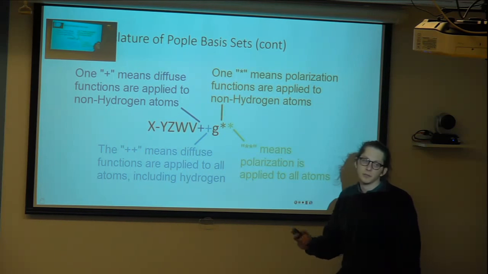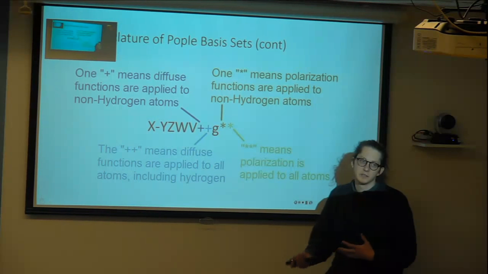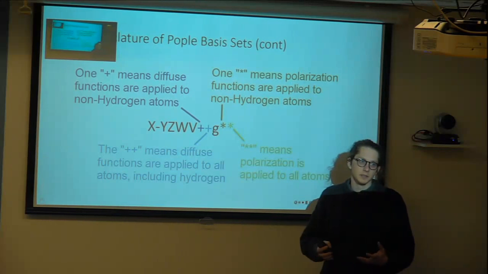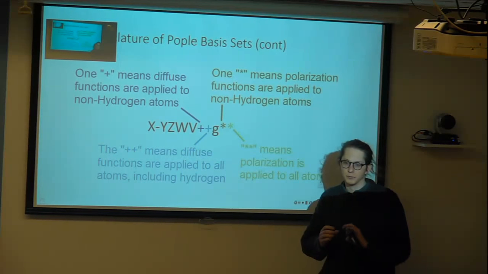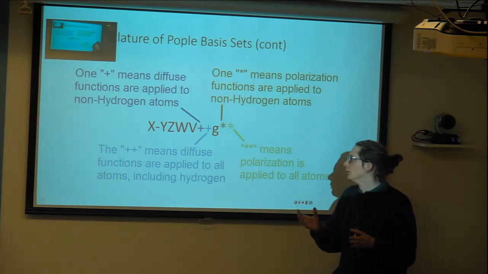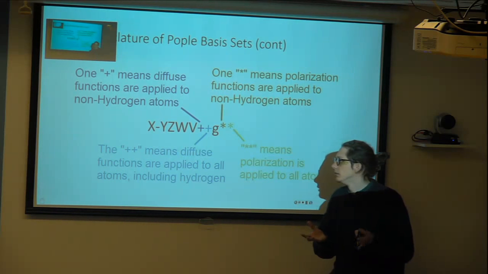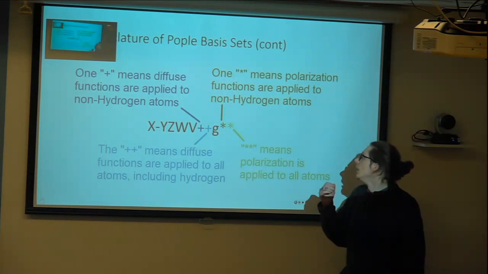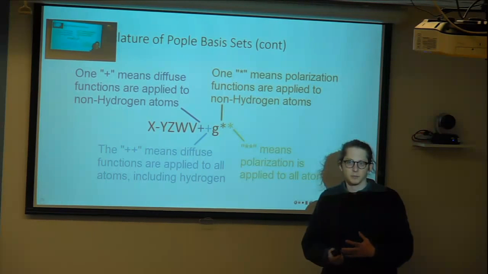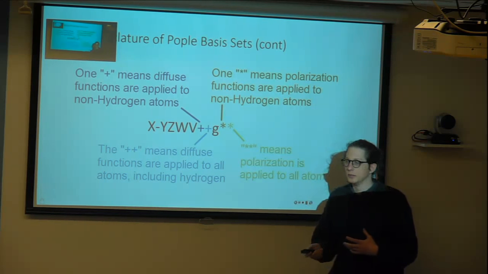So a case where you want to use diffuse functions for your Pople basis set, because you can add them in, would be if you have anions. Typically, those molecular orbitals are going to be larger than your standard Gaussian orbital, so you want to add a diffuse function, which will allow that to expand and treat it more appropriately. And then polarization functions you typically want to use if you have electronegative atoms where they're not really sharing their electrons proportionally.